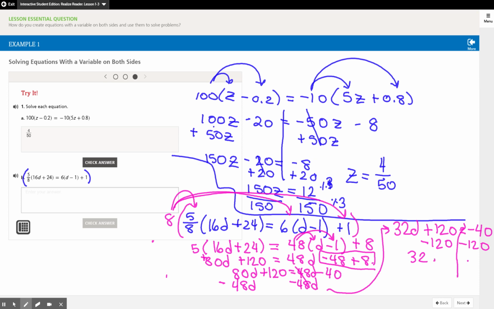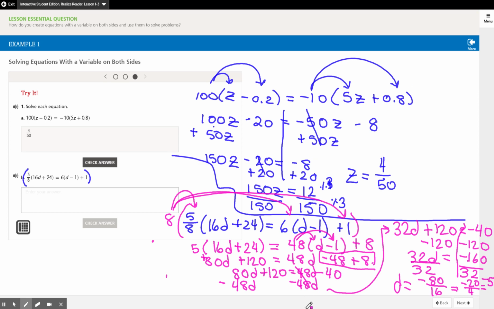So then I'm left with 32d equals negative 160. Divide by 32. Technically, you can divide that by 2. So you could get negative 80 divided by 16. And you could probably divide by 4. So then negative 20 over 4, which is actually negative 5.